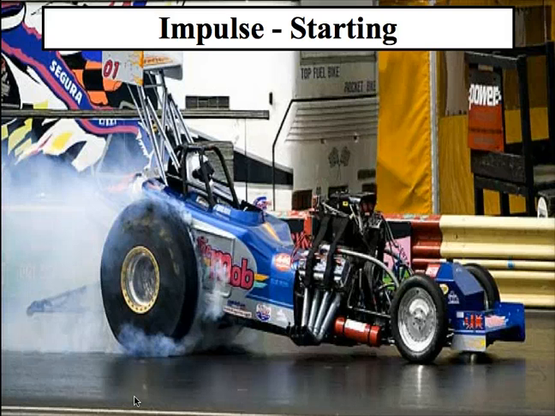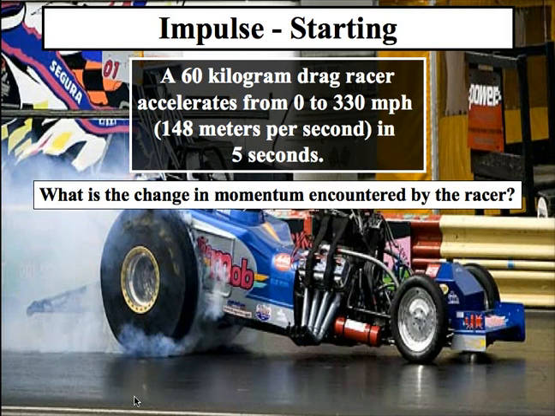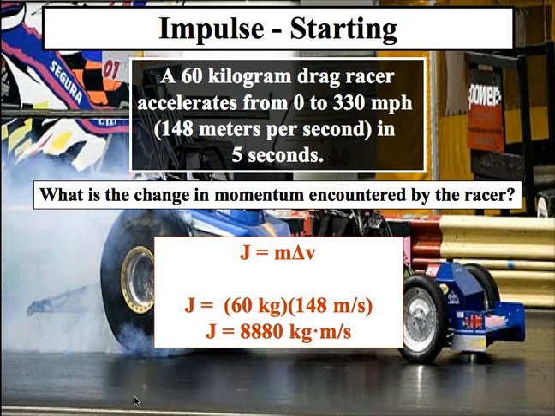So let's try a dragster. Here we go. A 60 kilogram drag racer accelerates from 0 to 330 miles per hour, which is 148 meters per second, in 5 seconds. What's the change in momentum encountered by the racer? Well, J equals m delta V. Since the final velocity was 148 and the initial was 0, 148 minus 0 gives us 148. So a total change in momentum of 8,880 kilogram meters per second, which is the impulse.